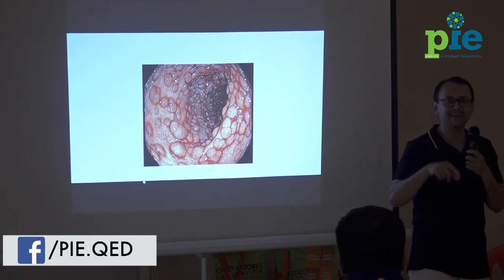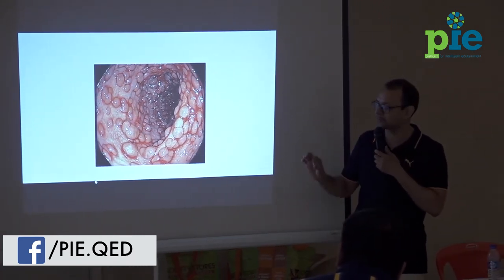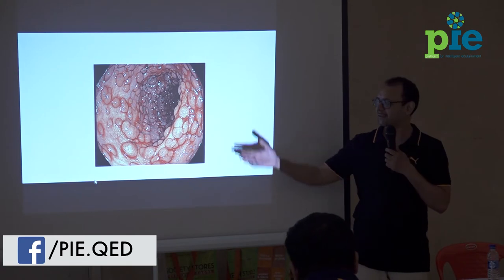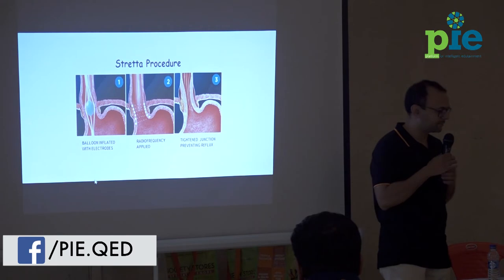FAP. So familial adenomatous polyposis. It's a genetic condition. I just had a recent picture, so I put it up. Okay, sorry, we'll go to the next one.